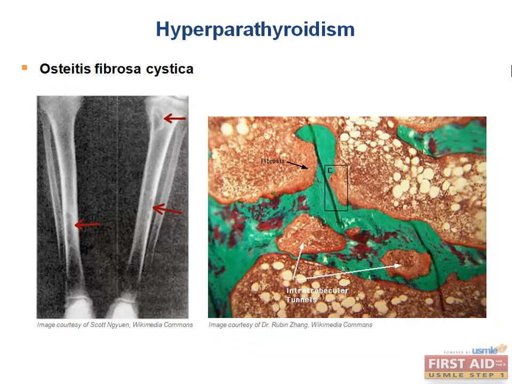The increase in bone breakdown can lead to hemorrhage into the bone, and you can see some extravasated blood in this image, as shown here. And this can eventually result in cyst formation with brown fibrous tissue, hence the name fibrosis cystica.